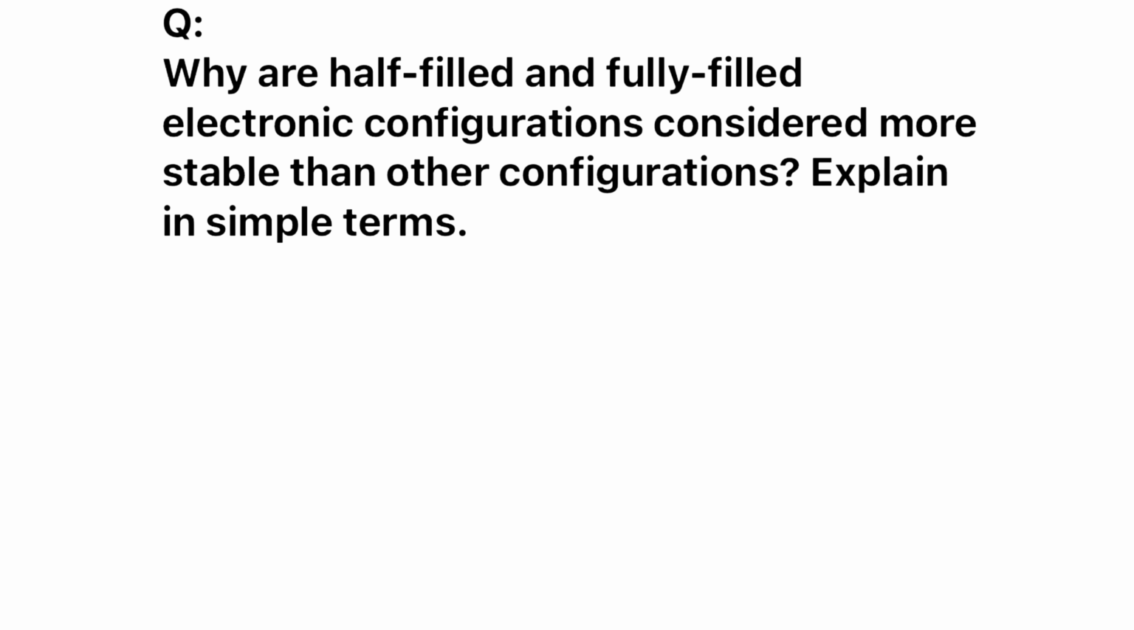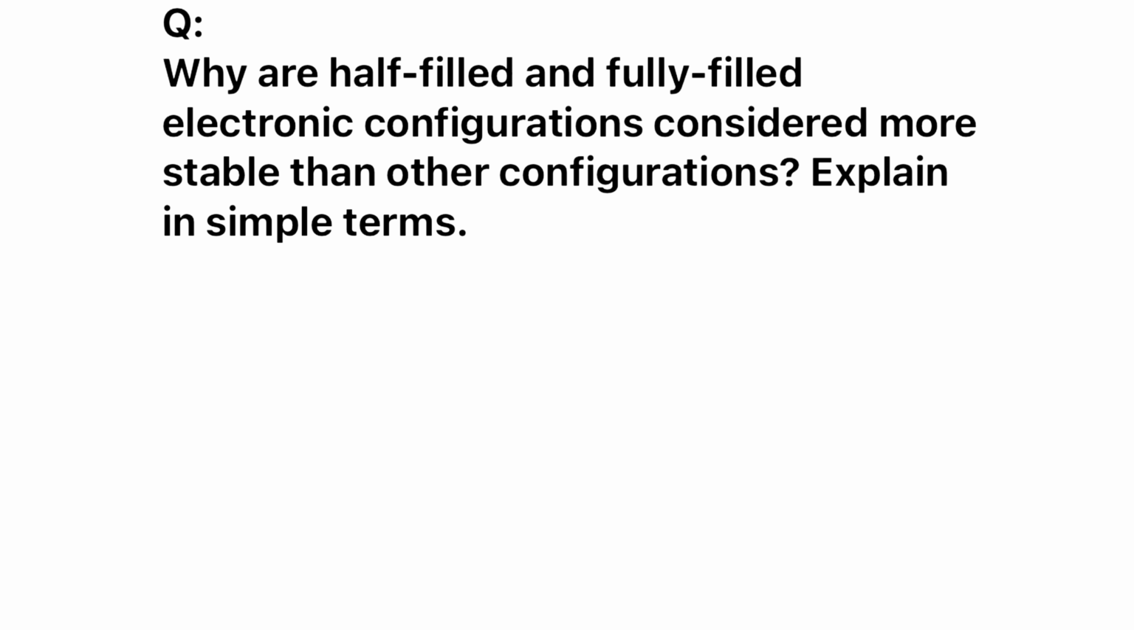Clear, right? Why are half-filled and fully filled electronic configurations considered more stable than other configurations? Explain in simple terms. See, the same question they can ask like this: why do copper and chromium show exceptional electronic configuration? You know, chromium shows a half-filled configuration, and copper shows a fully filled configuration, right? 3d10 for copper and 3d5 for chromium. Why are they showing an exceptional configuration like that? The same question they can ask like that also.